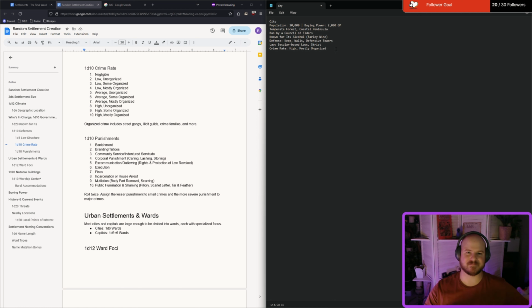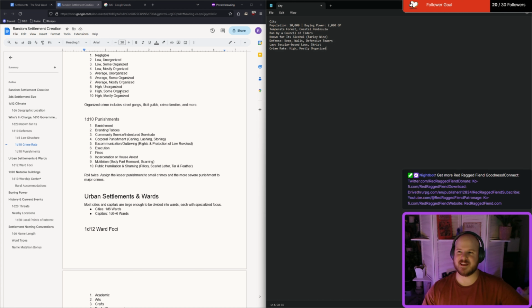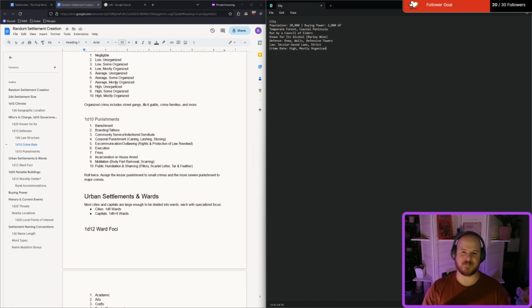We have here organized crime includes street gangs, illicit guilds, crime families, etc. The idea that it is most certainly organized. So if we had that PC character who's out there being like, I'm going to rob things, I'm going to make up a lot of trouble and draw a lot of attention, not only are they going to run into problems with the actual authorities, but they might run into problems with the crime families as well, the syndicates, for unsanctioned criminal activity.